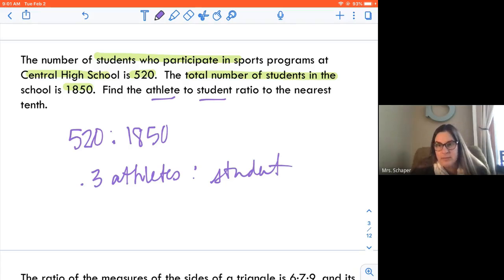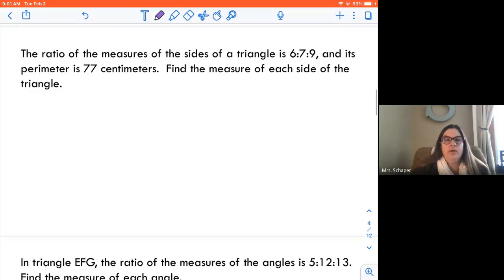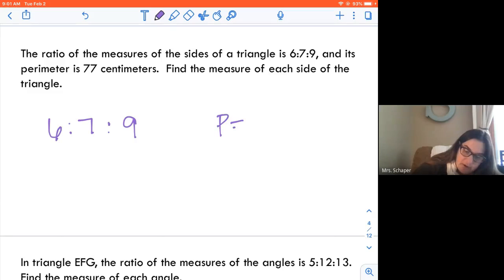Now this next problem is going to bring up an extended ratio. Okay, so here we go. The ratio of the measurements of the sides of a triangle is 6 to 7 to 9. The three sides, 6 to 7 to 9, and its perimeter is 77. We want to find the measure of each side of that triangle. So we know that we're 6 to 7 to 9 and that the perimeter is 77. So that's my important information.